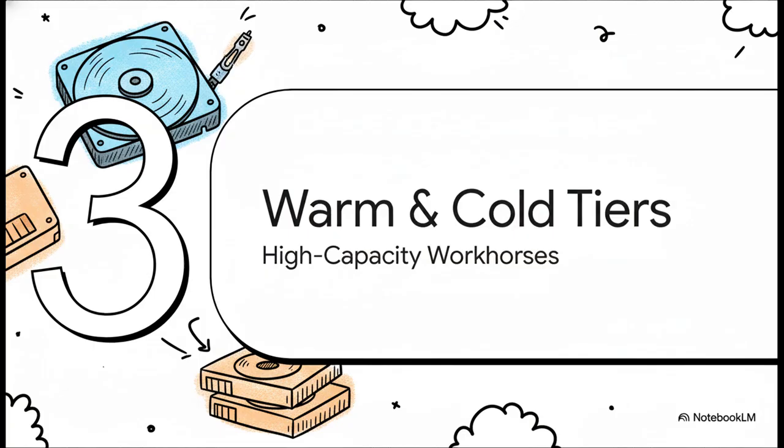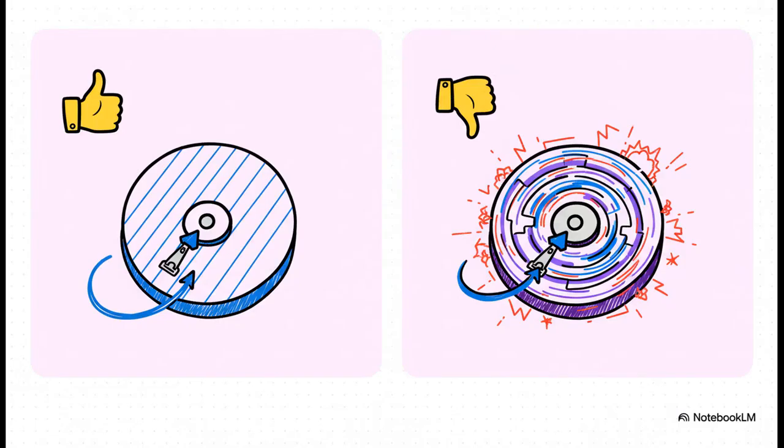This is where most of our stuff actually lives. Our photo libraries, project archives, backups, you name it. These are the high-capacity workhorses of our system, where cost per terabyte really becomes the most important factor. Now, if you are buying a hard drive today, this is probably the most important thing you need to know.